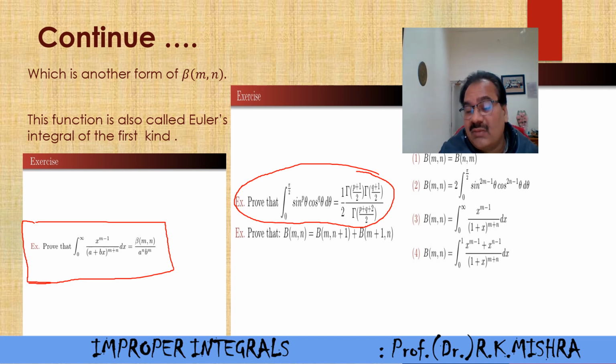And these are some important results. The beta mn we have already seen. Beta nm is a second form of the beta function. So this formula I have summarized here.